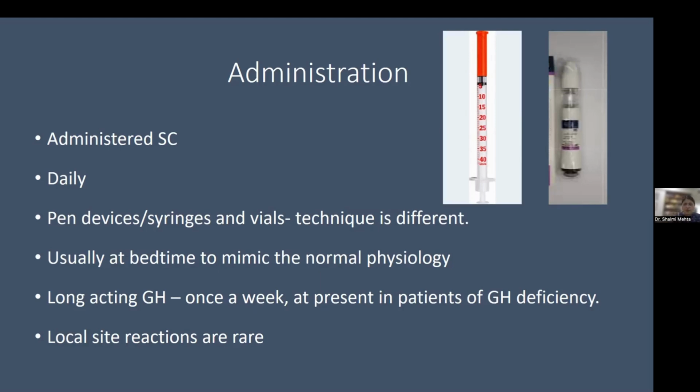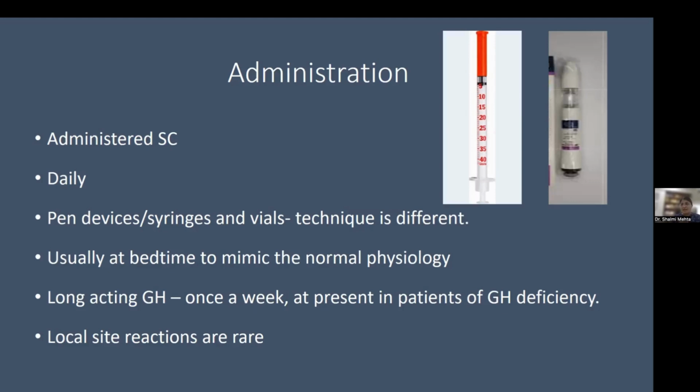So here you're going to dissolve your powder with the liquid and then inject. Here it's there in the pen itself, and then you do the mechanism and then you inject. So both the medicines are the same. It is the pen device or the syringe device, and therefore the technique, which is slightly different. We usually prefer to give it at bedtime to mimic the normal physiology. And as I said, long-acting growth hormone is also now available.